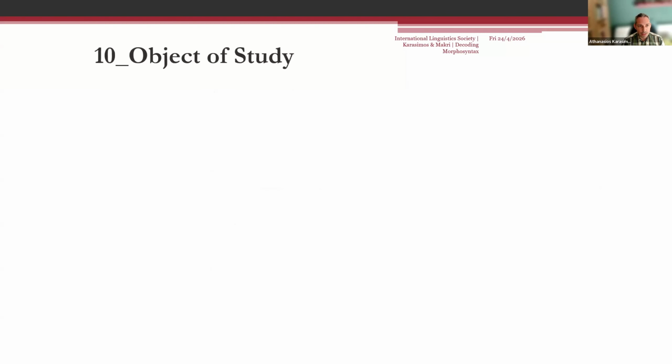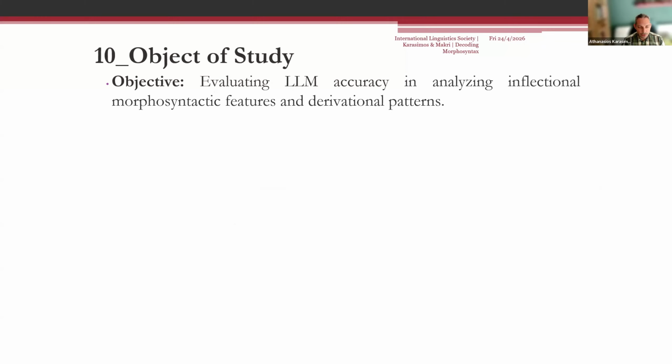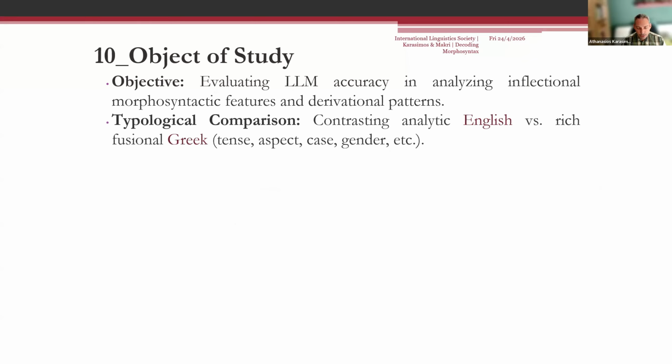Now, considering that we try to focus on a specific target, which is evaluating the LLM accuracy in analyzing inflectional morphosyntactic features and derivational patterns, we compare two typologically different languages: English, which is a contrastive analytic language, compared to Greek, which is a rich fusional language.